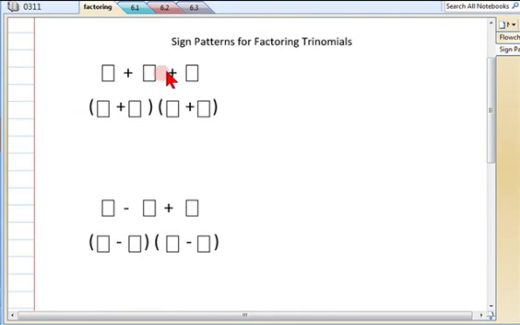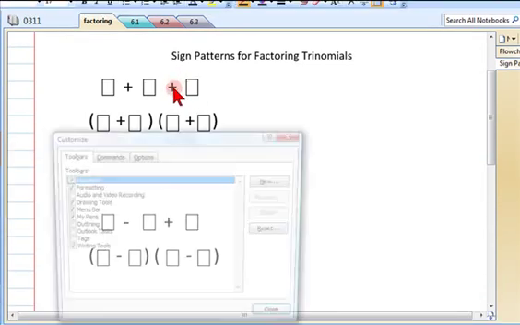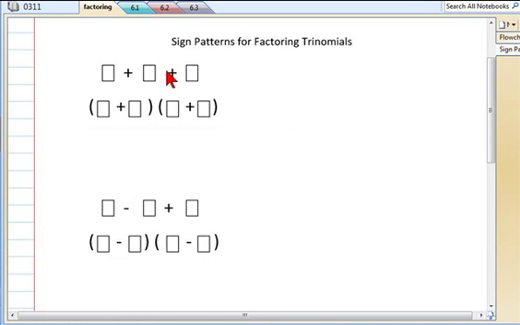I don't have terms in there, I just have boxes. If the last sign is positive, then both signs in the factors must match the middle sign. Okay? That's what you need to remember. If the last sign of a trinomial is positive, both signs match the middle term.